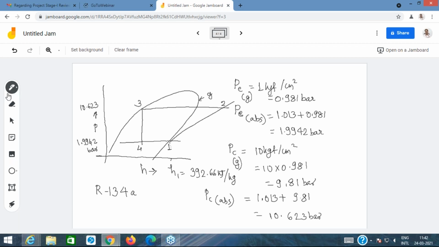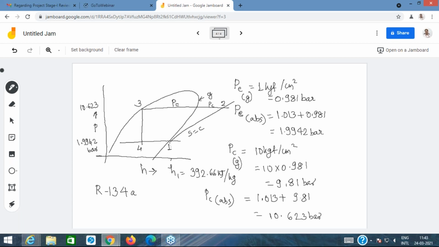You can use your own tables or your own pH diagram and see whether you are also getting the same value. Then you can draw isentropic, that is, you can follow the constant entropy curve from 1, and this isentropic line should intersect the condenser pressure line. We have already drawn the condenser pressure line. Extend it beyond this vapor dome. This condenser pressure line would intersect the constant entropy line emerging from 1, and that would give us the point 2.